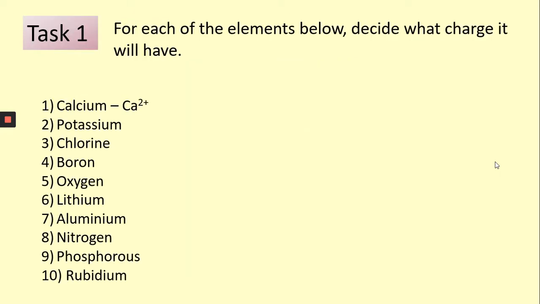Your first task is to use the periodic table that I've attached to Teams and decide what the charges are for these elements you can see on your screen. The first one, calcium, has been done for you. If you look at calcium on the periodic table, it's a metal, it's in group 2, so it's going to lose electrons. It loses 2 outer electrons, therefore becomes Ca2+. Pause the video, have a go at this task, and then carry on.